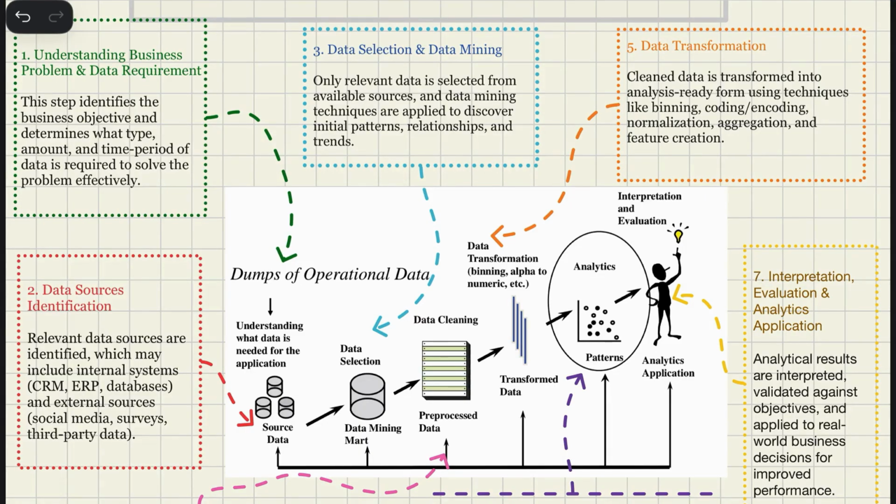Then the second step is data source identification, locating where the necessary data lives. Is it in customer relationship management? Is it in databases? Is it in social media or an external third party server? Where is our data? That is the second step, where we identify our data source. Then we move to the third step, which is data selection and data mining. In this we are selecting the required data, pulling only the relevant data set and ignoring the noise that we don't require.